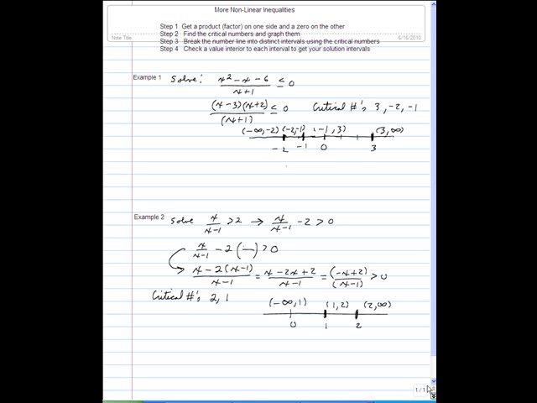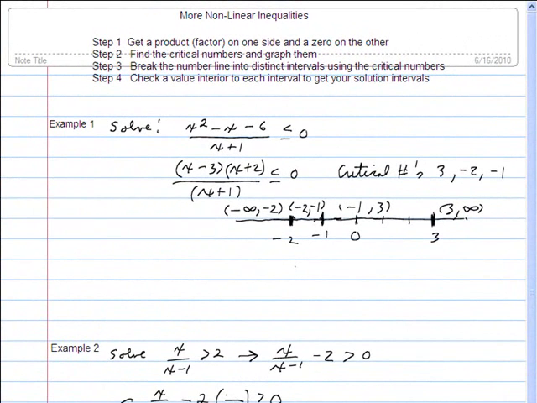Let's try a couple more nonlinear inequalities. In this particular problem, we have a nonlinear inequality in the form of a quotient. Now, the first step says factor on one side, get a 0 on the other side. Well, we've already got a 0. The bottom already has a factor. What we need to do is factor that top.